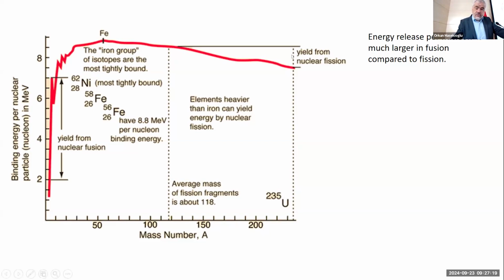But on the contrary, if you look at the fission side, take for instance one of the fissile materials, uranium-235, the yield is much less. This is the delta E that you see. It's much less compared to fusion.